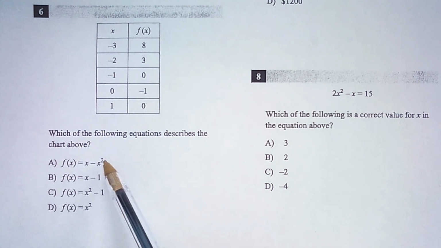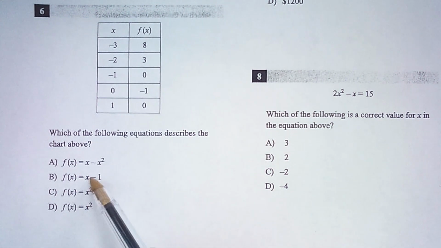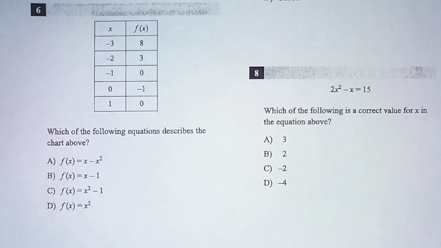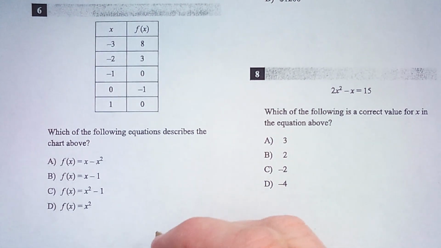Which of the following describes the chart above? Okay, so I've got 3 equations here with an x squared. Those would be parabolas, and one with an x, that would be a line. So if we find this to be linear, we know it's B. If we find it to be a parabola, we know we can eliminate B. Okay, so let's make a graph.